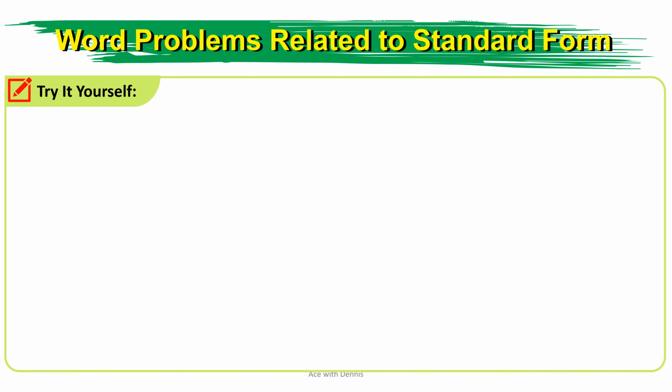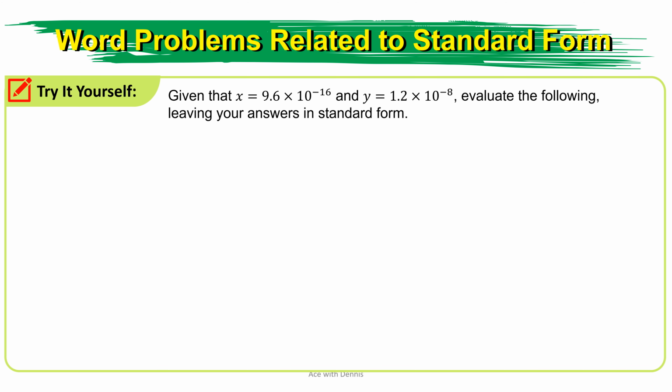Alright, now let's try a similar example yourself. Given that x equals 9.6 times 10 to the power of negative 16 and y equals 1.2 times 10 to the power of negative 8. Evaluate the following, leaving your answers in standard form. A, 2x minus y squared. B, x over y times 10 to the power of negative 5. You can pause the video and try to solve it yourself.